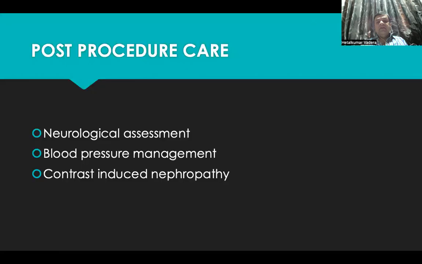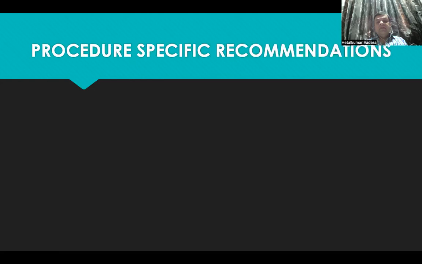Post-procedure care, we should go for neurological assessment as early as possible. Sometimes we need a CT scan in the post-operative period, so that we can assess the things. Blood pressure management, again, is important. If it is for aneurysm, we try to keep it a bit on the higher side so that there is no vasospasm. If it is things like AVM, then we opt for lower blood pressure. We should look for contrast-induced nephropathy, because sometimes very high doses of contrast are used. So we should be careful about it also.